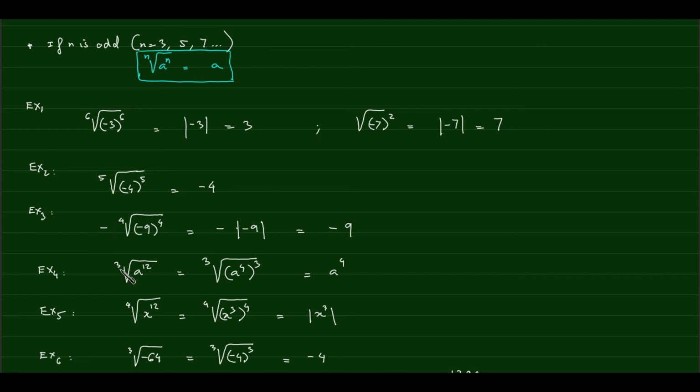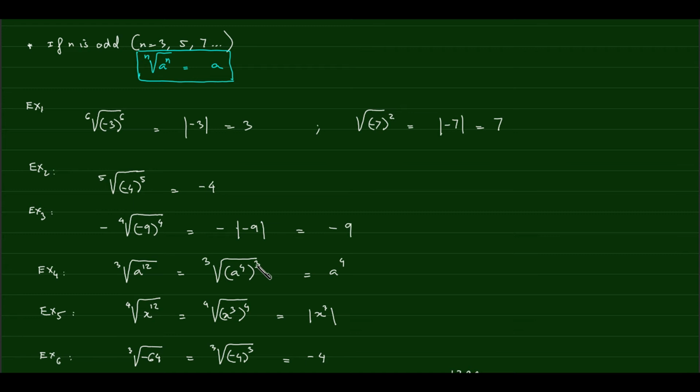And for this one, the radicand now is not a number anymore, but a variable here. So I changed it a little bit. This is a 12 exponent over here. I can write this as a to the 4 raised to the 3rd power, right?